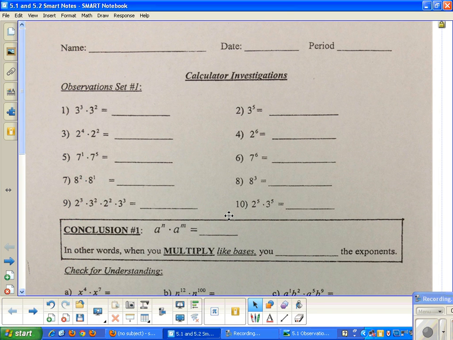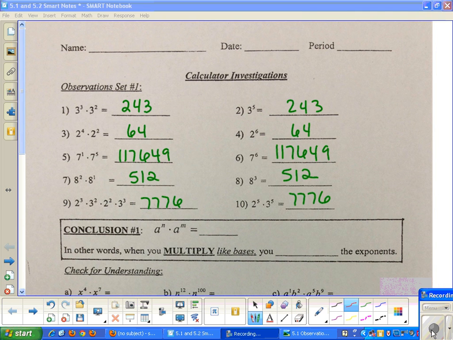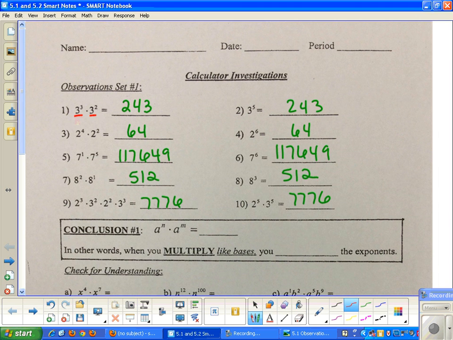So take a minute to pause the video and do this on your calculator, and when you're done, push pause and check your answers. After you do this first set, you notice that when you're multiplying something with the same base, you can add the exponents together and it will give you the same answer, because this is 243 and this is 243, and it happens for every problem up there.